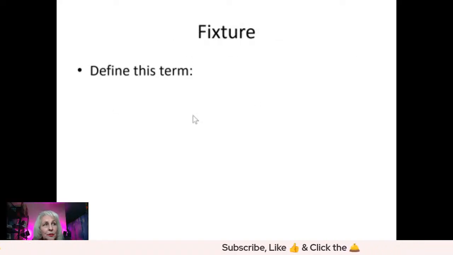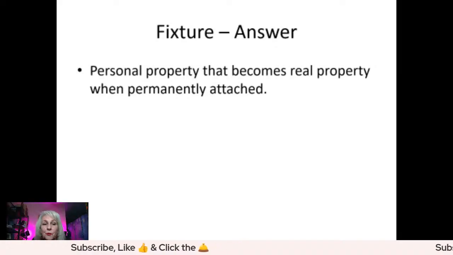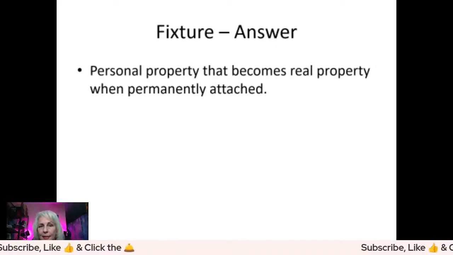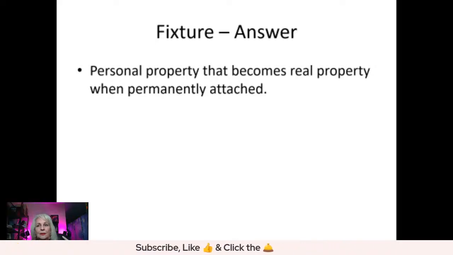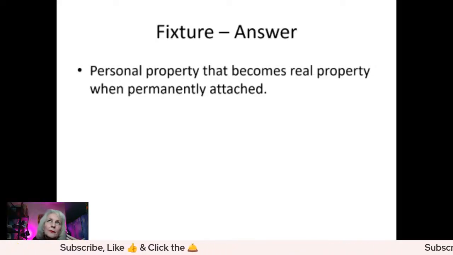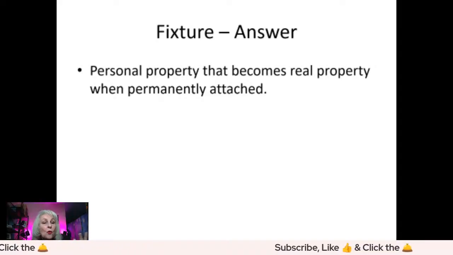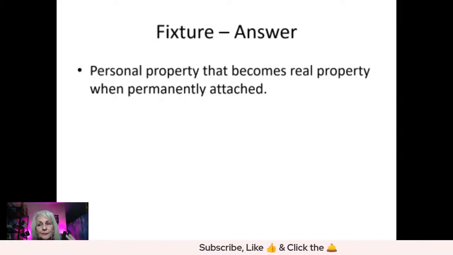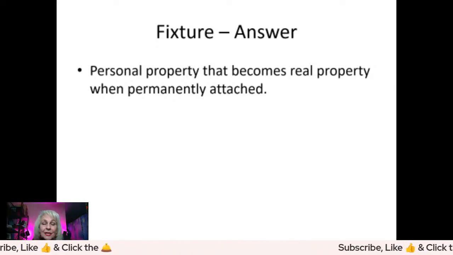So what are fixtures? Personal property that becomes real property when permanently attached. So permanently attached would be like electrical fixtures in the house. You change that, or a fence that you permanently attach to the home. There are surface fences that you can remove.